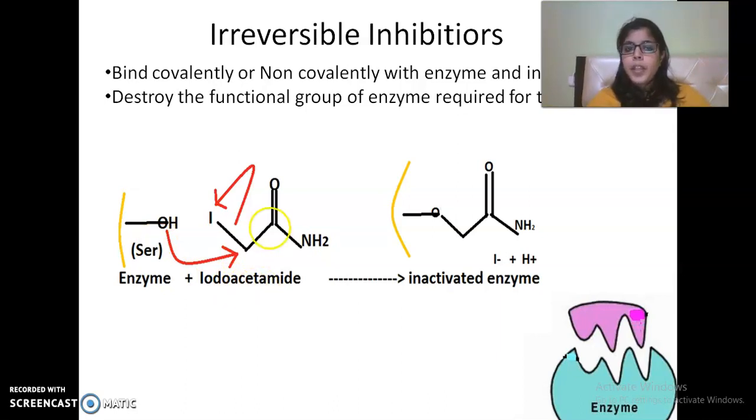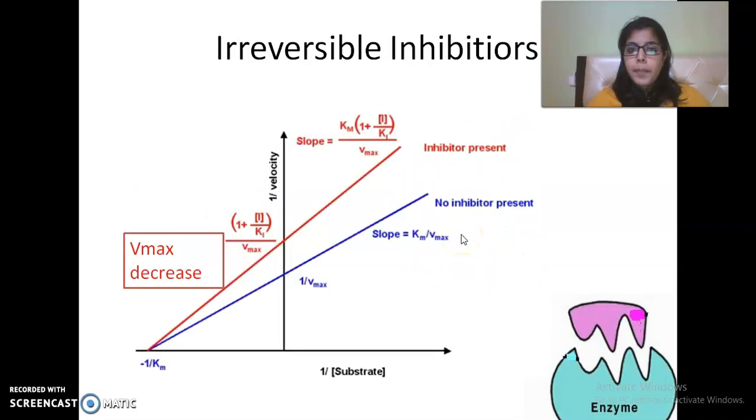I'll tell you what it is. So the OH of serine reacts with the I of the iodoacetamide, and it inactivates the enzyme. The structure of iodoacetamide is NH2 C double bond O CH2I. And here I now have CH2OCH3, that is, my serine's O has come and bound to this, and ultimately because my reaction was between these two, the enzyme active site doesn't have serine now, but an inactivated enzyme, which is iodoacetamide added to the serine OH. So now what happens is these irreversible inhibitors decrease the Vmax.